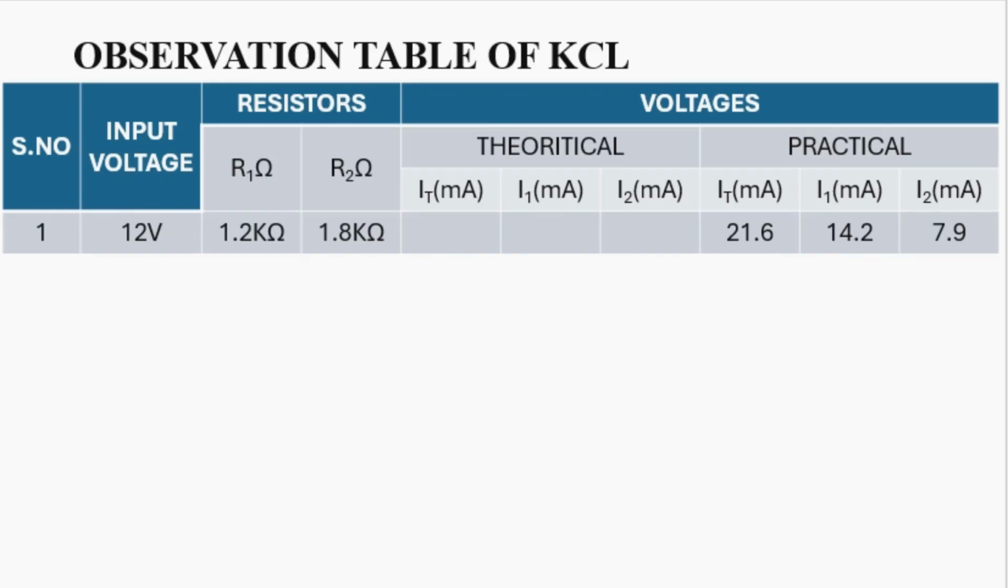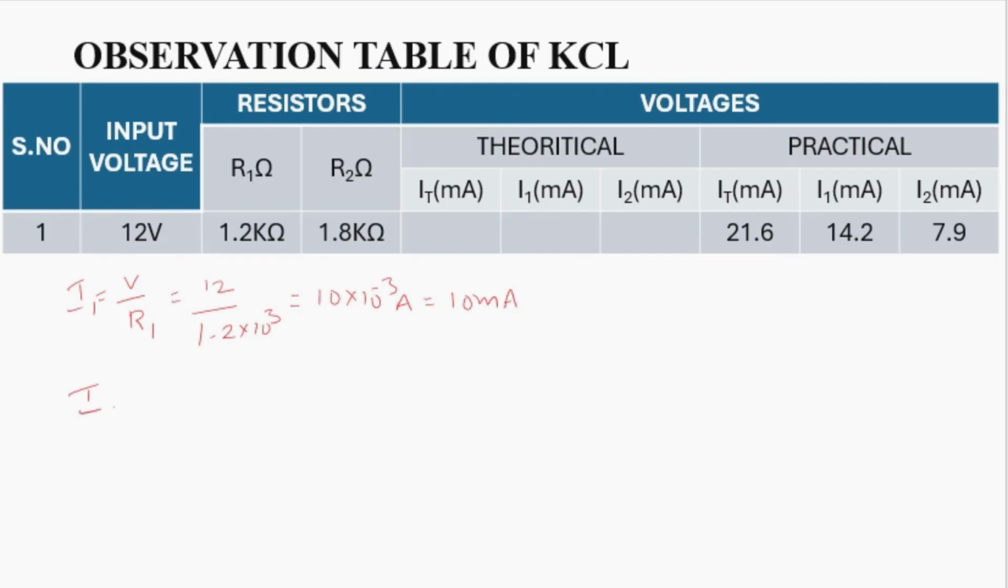Theoretical calculations for KCL. I equals V by R. I1 is equal to V by R1, which is 12 by 1.2 kilo ohms, which is 1.2 into 10 cube, which will give 10 into 10 power minus 3 amperes, which is 10 milliamperes.